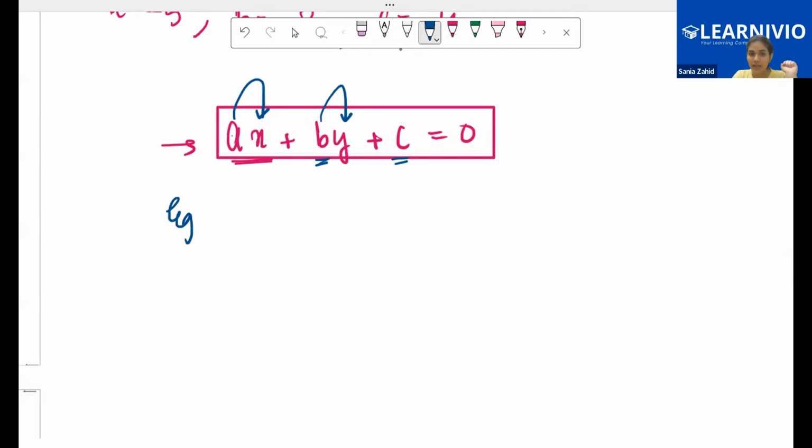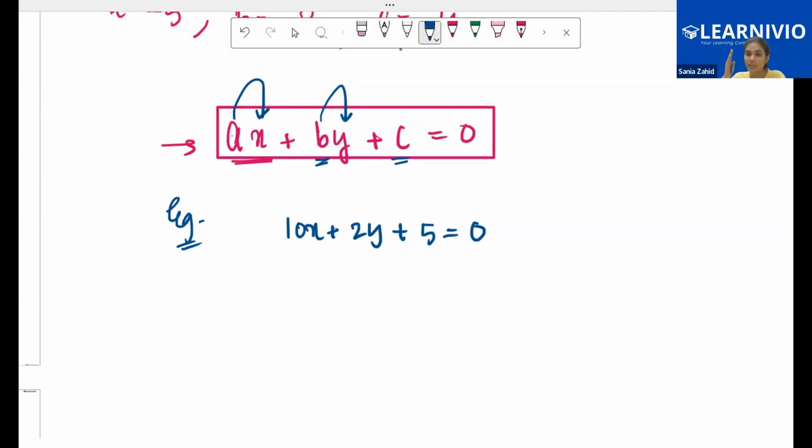I'll give you one example. I have 10x plus 2y plus 5 equals 0. Now, what are the three terms? Abdullah, tell me what are the three terms in this equation? Yes, Abdullah, are you there? Hello, can you hear me? Abdullah, tell me what are the three terms? Yes, 10x, 2y, and 5. Okay, so I have 10x, I have 2y, and I have 5.